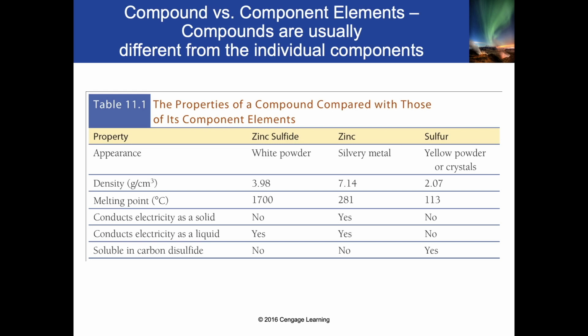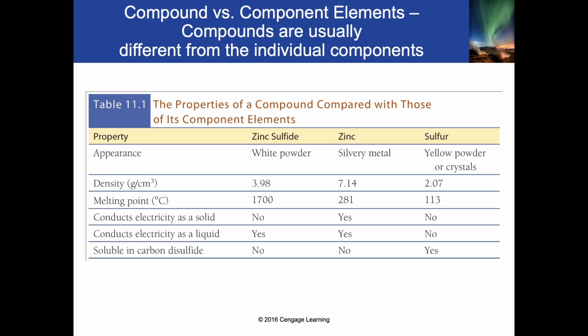For example, the density of zinc sulfide is 3.98. But zinc itself, the metal, has a density of 7.14, and sulfur is 2.07. So you see how when you combine two things together into making a compound, it completely changes it.